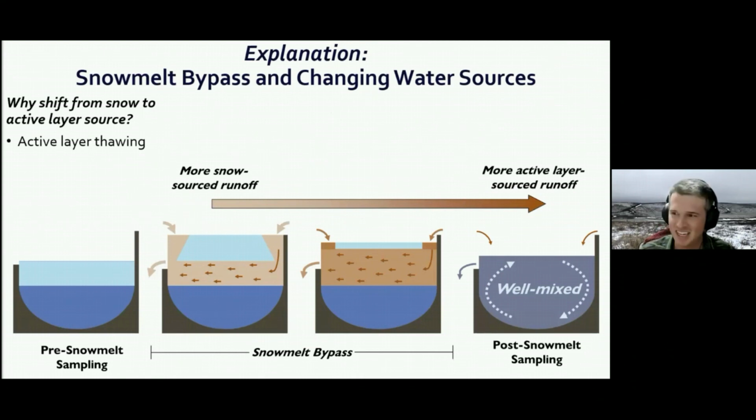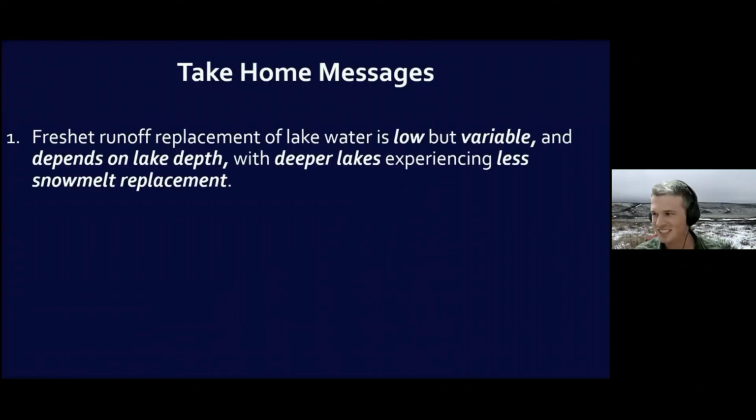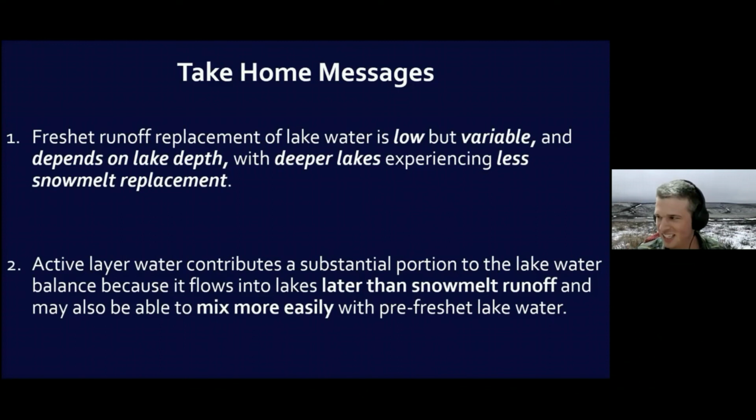That's because the active layer is thawing, the snowpack is depleting, and probably by the end of the snowmelt season, the water going into the lake is able to mix with the lake water a bit more easily as the lake warms up. I'm a bit over time there, sorry. So the two things we need to know are that freshet runoff replaces lake water dependent on lake depth, with deeper lakes experiencing less freshet runoff replacement, and that we actually get a lot of active layer runoff left in the lakes because that's the water flowing into the lakes at the end of the snowmelt period.